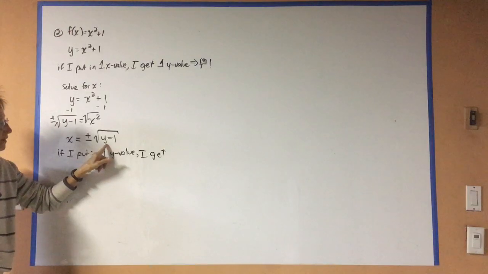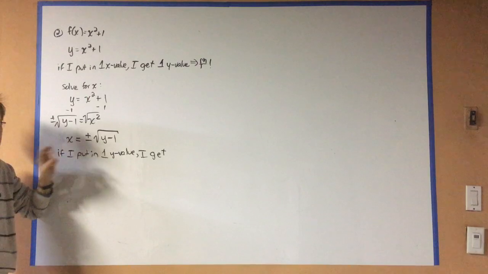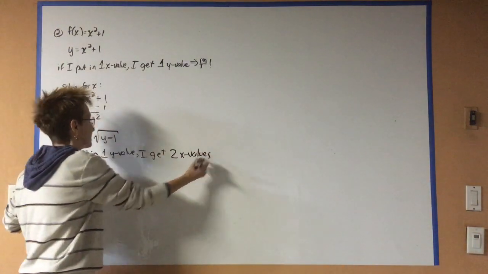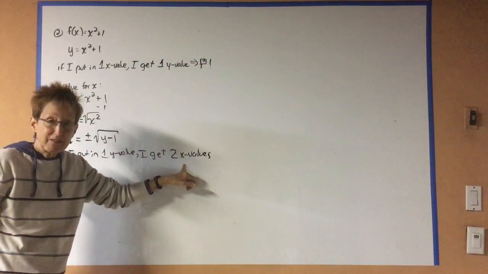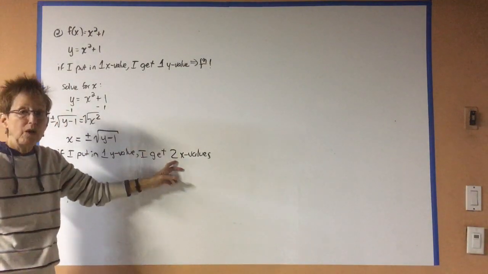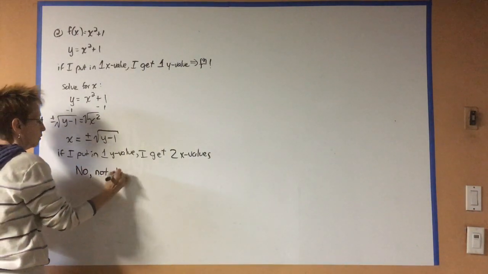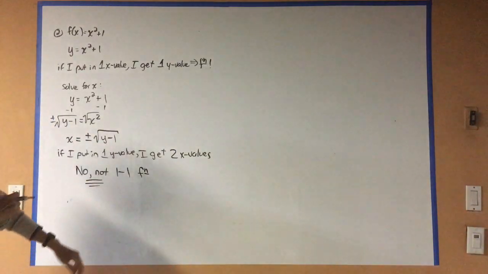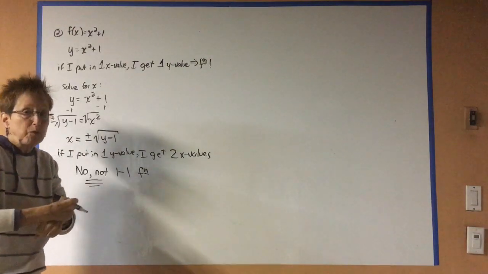So if I put one y value in there and I evaluate this, how many answers am I going to get for x? 2. I get 2 x values. What is that saying? That's saying the same y value is paired with 2 different x values, which in the past didn't make a difference for a function, but now it does make a difference for a one-to-one function. So no, not one-to-one. It's a function, but it's not one-to-one. The rule doesn't work both ways.